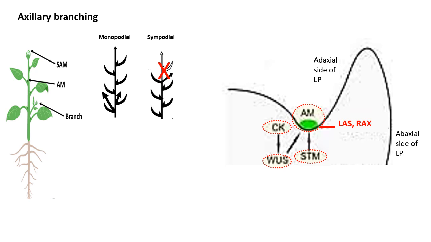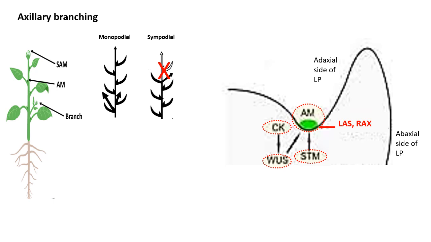Cytokinin signaling, which is highlighted here, activates the expression of WUS in the leaf axil, which is requisite for AM initiation. A grass family transcription factor, that is LATERAL SUPPRESSOR, or LAS, highlighted here in red, is expressed in the leaf axils and regulates AM initiation, that is axillary meristem initiation. Loss of function mutants of LAS lead to severe defects in axillary meristem formation.